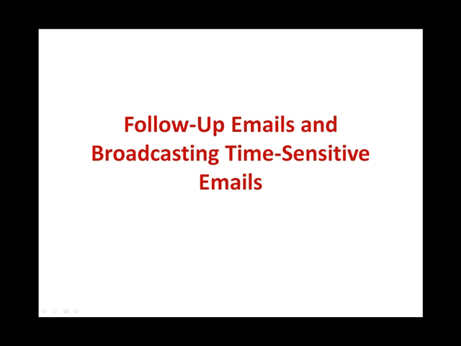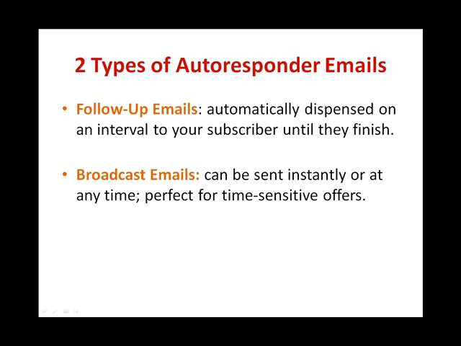The next thing I'll talk about is follow-up emails and broadcasting time-sensitive emails. There are two types of autoresponder emails. Follow-up emails are automatically dispensed at an interval to your subscriber until they are finished. Broadcast emails can be sent instantly and anytime. This is perfect for time-sensitive offers. You must have these two types of emails if you want to make really big income online.